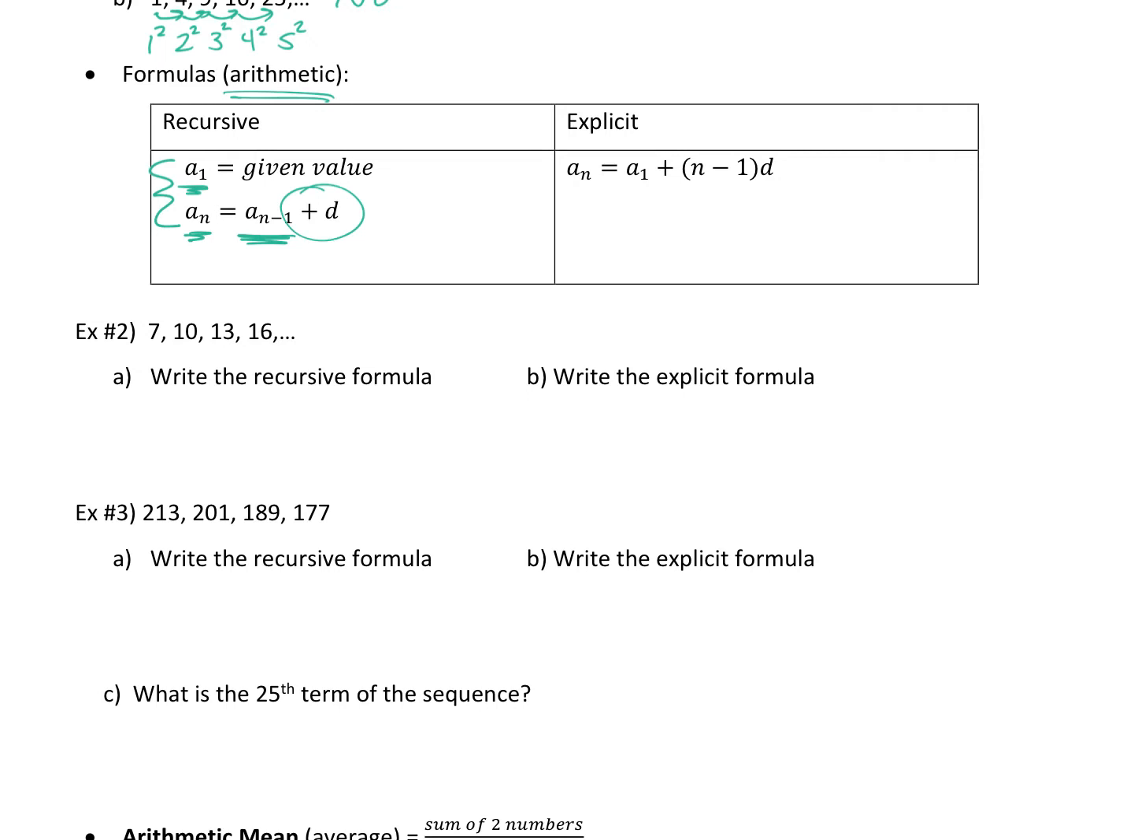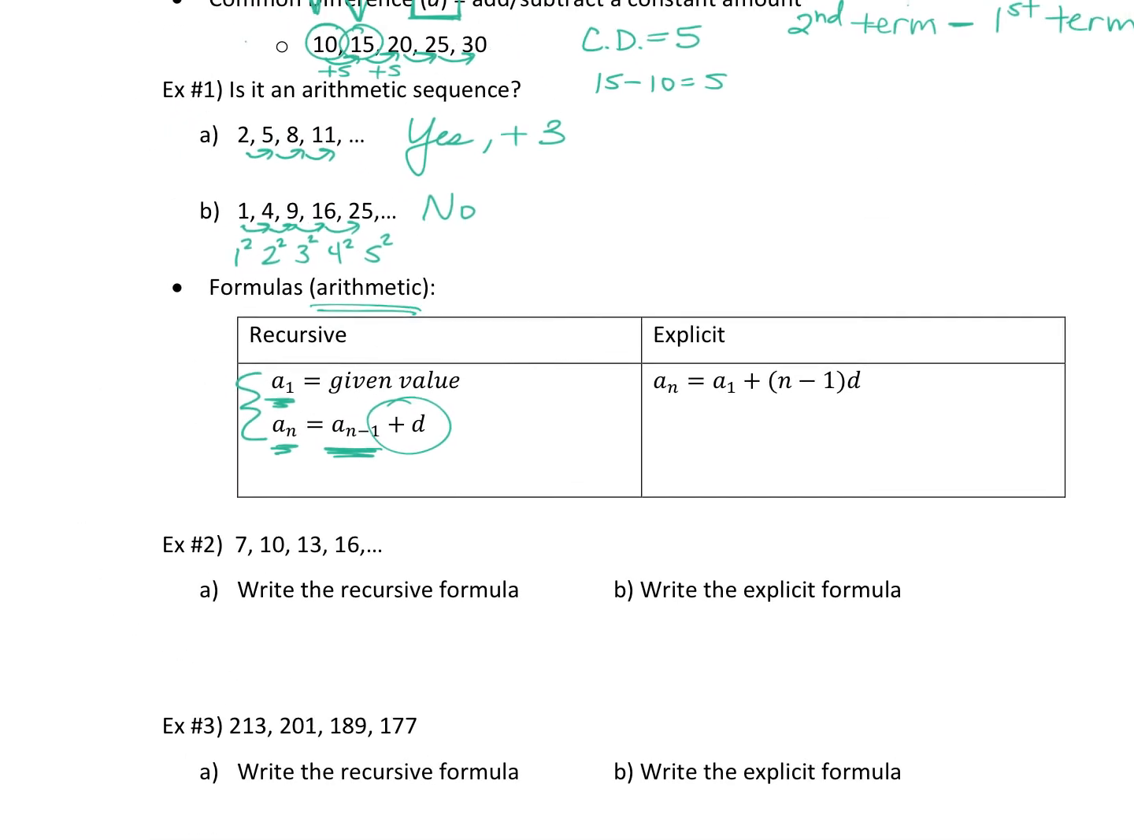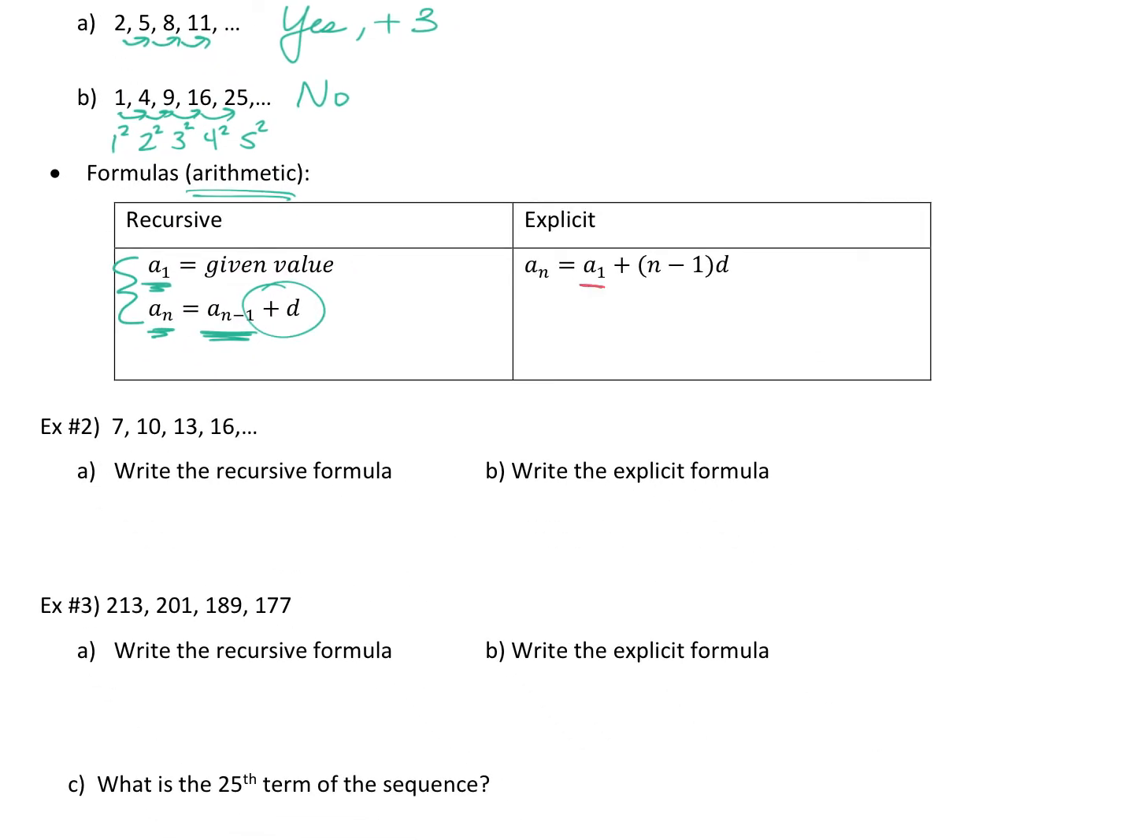Okay, the explicit formula looks a little bit different. Here's what you do with this one. And you've probably seen this before. You've done this in Algebra 1, is my guess. But you take your a sub n, you set that equal to your first term, right? A sub 1 is your first term. This n represents your term number. So like if I want the 5th term, I'd be plugging what in there? A 5, okay? And then the d is your common difference. Okay, just like the d right here is also your common difference.